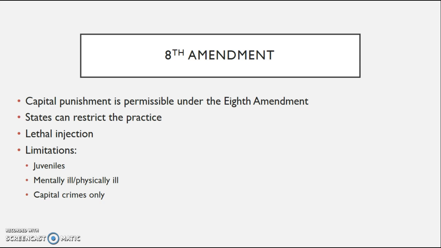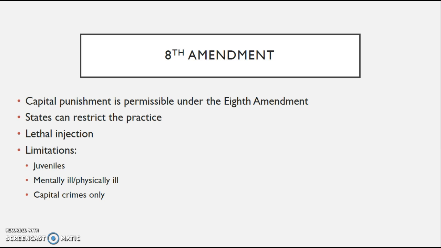Also keep in mind that the death penalty can only be used for capital crimes only, such as murder. It cannot be used for heinous things like rape or child molestation. It has to be for murder. So there are limitations as to what capital punishment can be used for, as well as who is eligible to receive it.